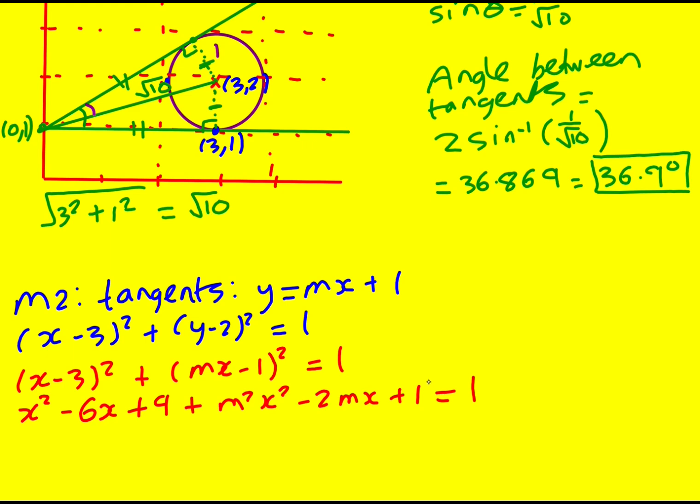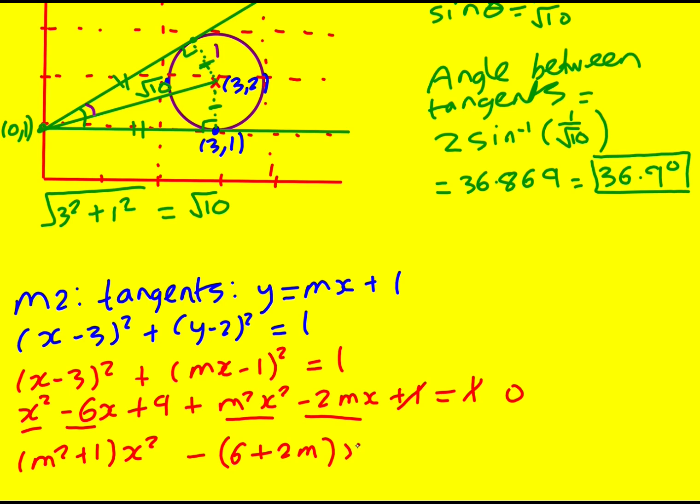Okay, that looks good. I can actually cancel out those ones. Now I've got x squared and m squared x squared, so I can write m squared plus 1 x squared. I've got minus 6x and minus 2mx, so I can write minus 6 plus 2m, lots of x, and I've got a plus 9.